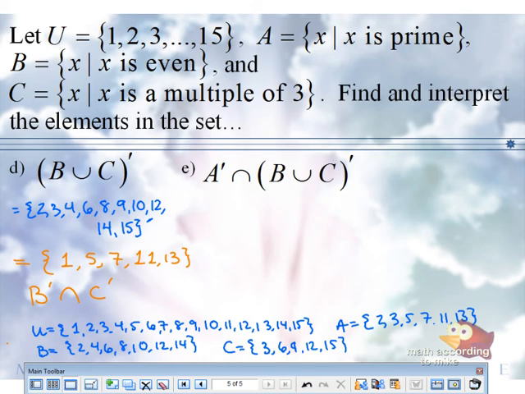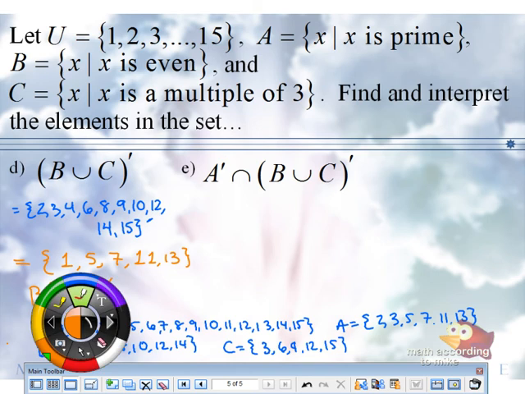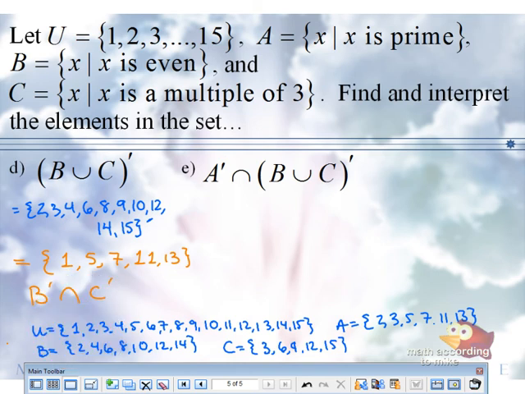Last one, E. Notice E uses our answer from D in orange there. But what else do we have to find? The complement of A. Yep. So let's off to the side find out what A prime is.